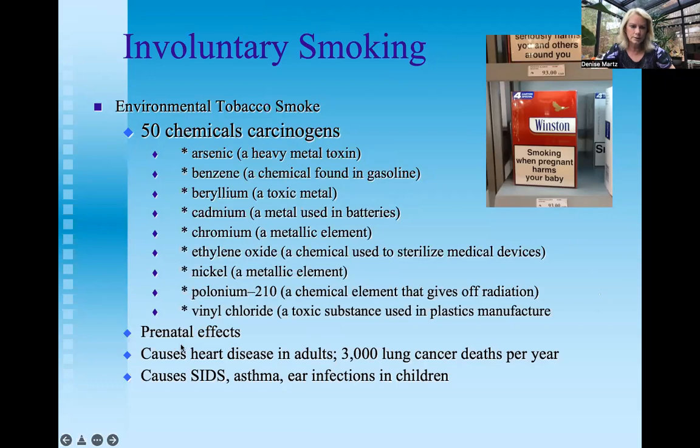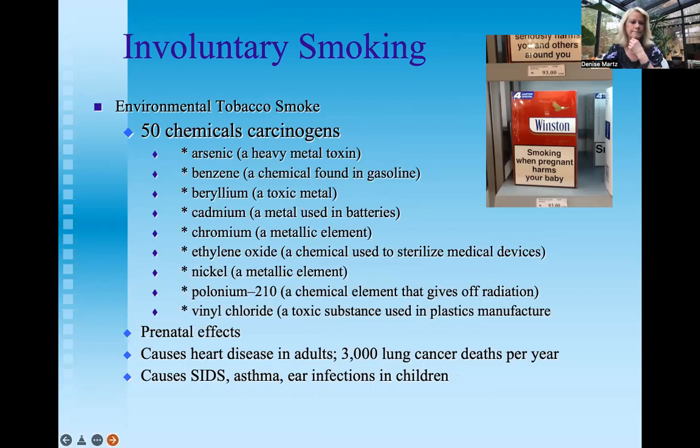We've talked about the prenatal effects, really driving heart disease, which is the number one killer for men and women in the United States. That has been fluctuating a little bit in the pandemic when coronavirus moves up to number one and then moves back down. Lots of lung cancer deaths. Sudden infant death in kids, the asthma, the ear infections we've talked about, the throat infections also.